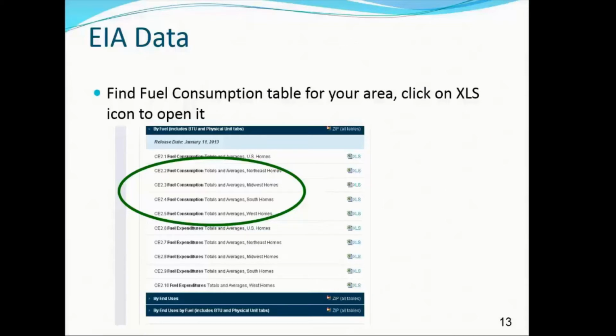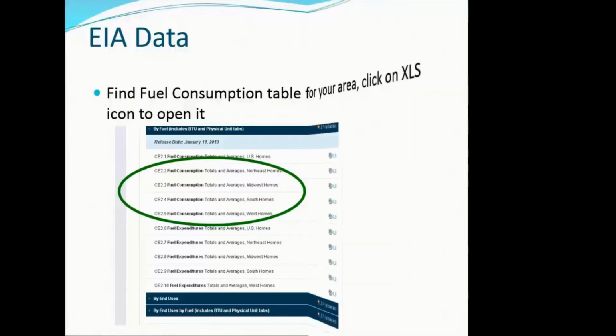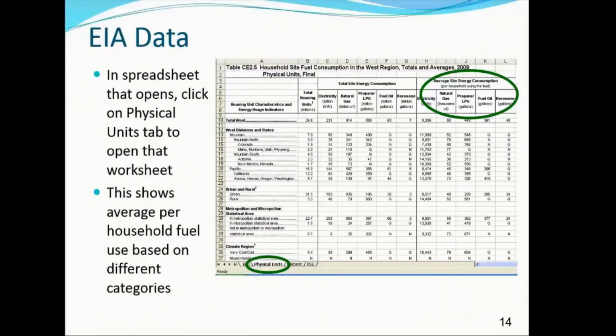It gives averages by different regions: the Northeast region, the Midwest region, South region, and the West region. You would just click on the XLS, which is the Excel file, to open that up. So if your reservation is in, let's say, Idaho, you would click on Total Averages West Homes and click on that Excel link to open up the spreadsheet. This is the spreadsheet that opens up. It looks kind of intimidating at first, but just give it some time to sink in.